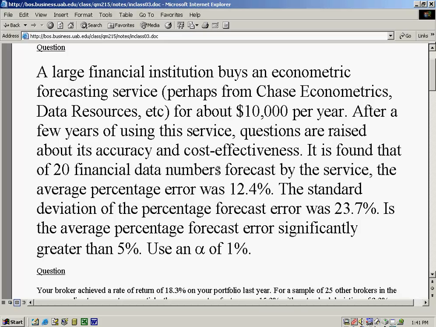Here's the problem. A large financial institution buys an econometric service for about $10,000 per year. The first part is not important. After a few years of using this service, questions are raised about its accuracy and cost effectiveness. It is found that of 20 financial data numbers forecast by the service, the average percentage error was 12.4%. The standard deviation of the percentage forecast error was 23.7%. Is the average percentage forecast error significantly greater than 5%? And use an alpha of 1%.